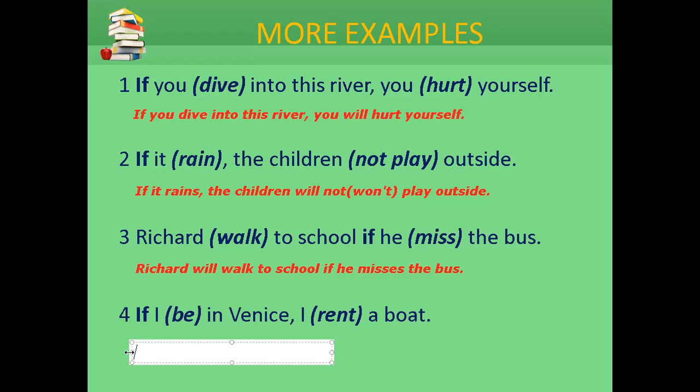Number four, what do you think? Venice is a place. If I, so can you conjugate that? If I'm in Venice, okay, Venice. So what will happen? I'll rent a boat. Okay, cool. If I'm in Venice, I'll rent a boat. Let's see. So there you have the examples.